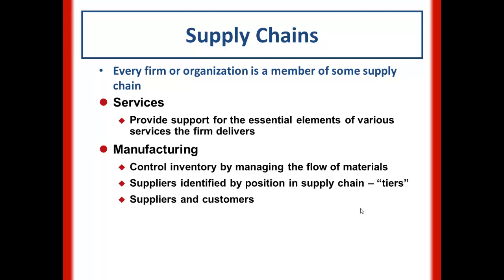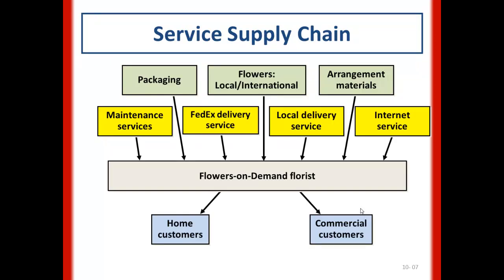The goals of the supply chain are different between a service provider and a manufacturer. For service providers, the main goal of the supply chain is to come together to provide support for essential elements of the various services the firm delivers. The main objective of the manufacturing supply chain is to control inventory by managing the flow of materials. In the supply chain for both services and manufacturing, the foundation may be the same. This picture shows the foundation of a supply chain for a service.